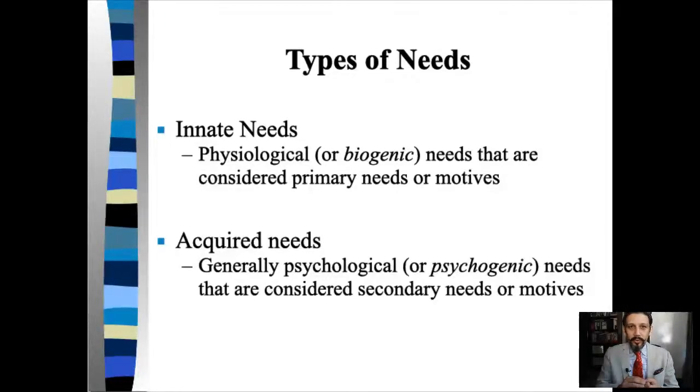So the innate need would be, I need to go and drink water. The acquired need would be, I need to drink a particular brand of water, for example. Or if I'm thirsty, that's the innate need. Then the acquired need would be, oh, I need to have a particular type of drink to fulfill the innate need.